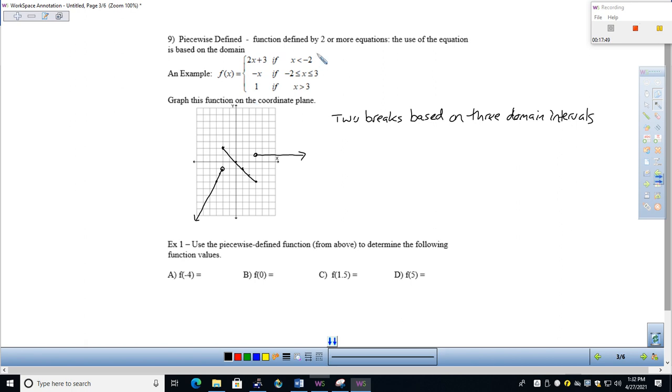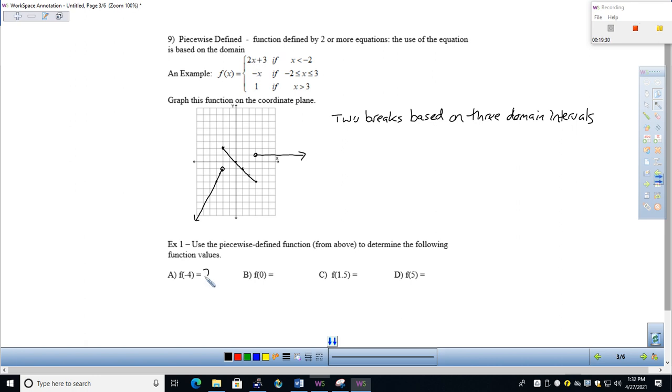Well, it's based on the conditions set right here, right? And I look at negative 4, and I ask myself, is negative 4 less than negative 2? Is it in between negative 2 and 3? Or is it greater than 3? And of course, negative 4 is less than negative 2. So if that's the case, then it goes in here.